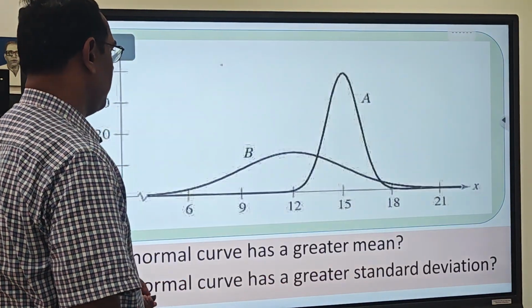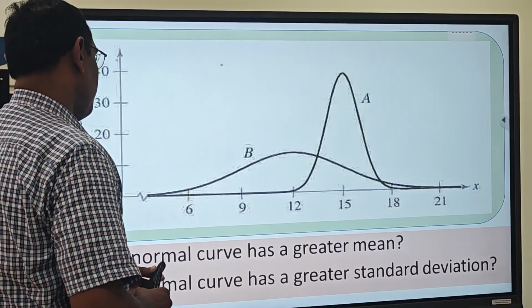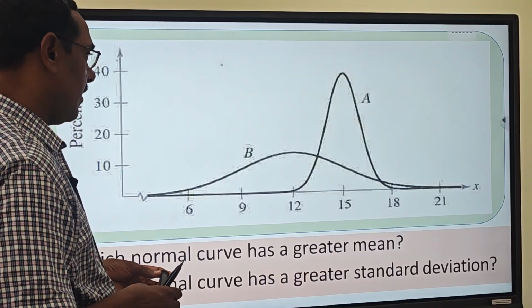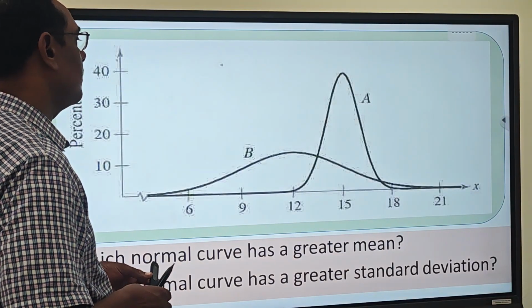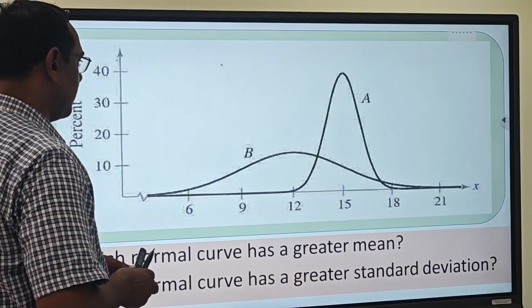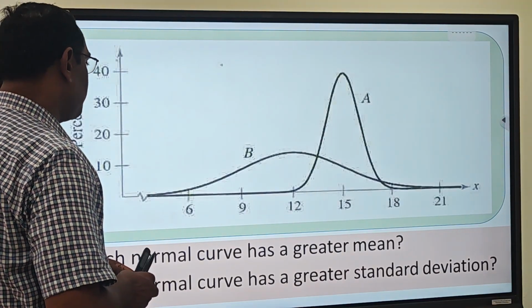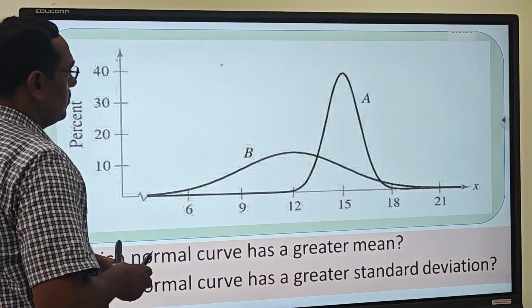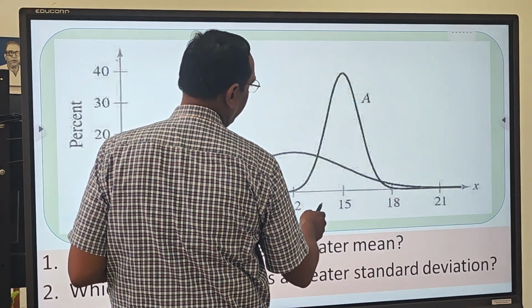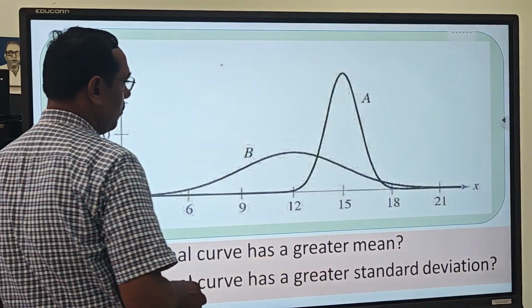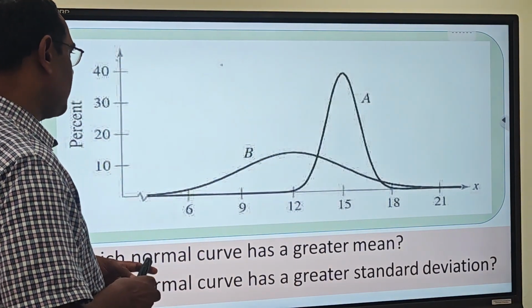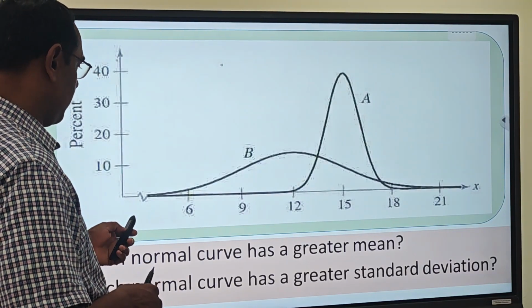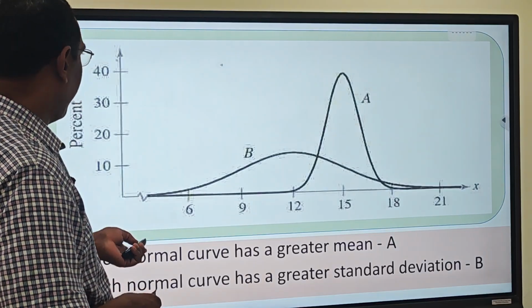So we have one example. Which curve has a greater mean? Curve A. What is the mean? 15. Curve B has roughly 9. Which normal curve has a greater standard deviation? B. So A's standard deviation will be around maybe 1, and B's standard deviation will be around maybe 2 or 3. So we have the answer here.